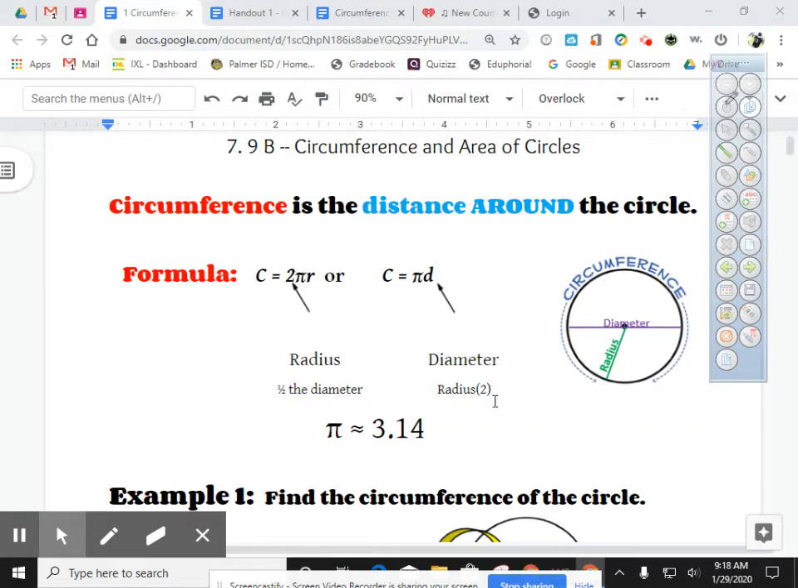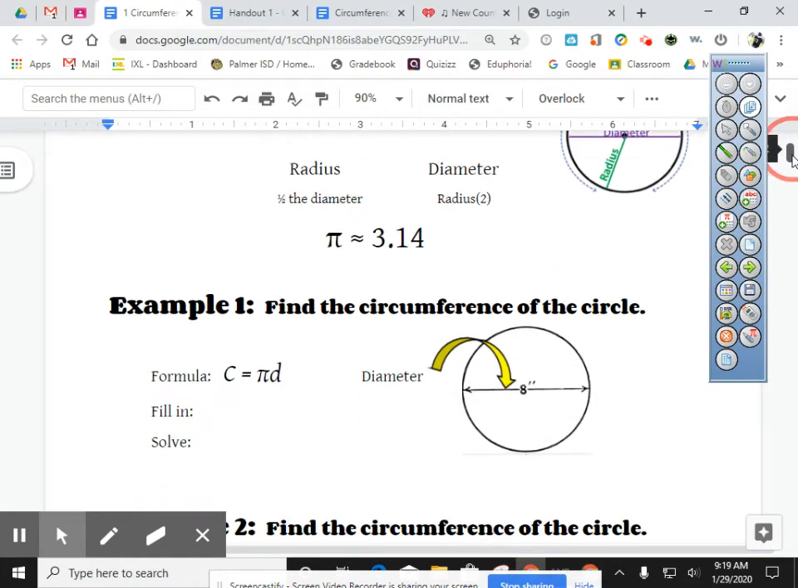So, circumference and area of circles. We're pretty familiar with circumference, right? What is the circumference? Define it. Distance around a circle. And we're familiar with these formulas too, right? Like we just did them like 2 seconds ago.